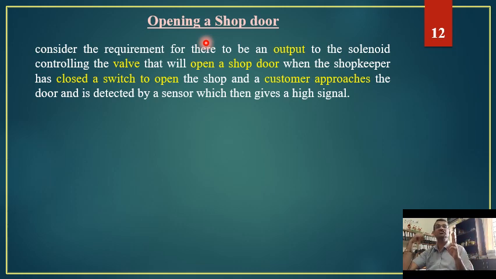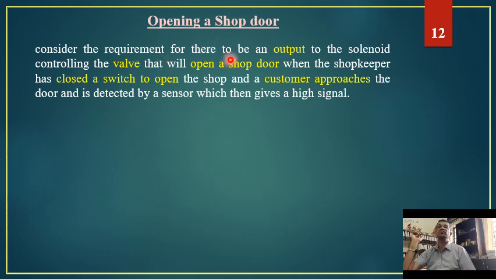But there are two conditions. The first condition is that the shop must be open. If the shop is closed and a customer comes, the door must not open because the shop is closed. So the first condition is that the door must open whenever the shop is open. The second condition is that whenever a customer comes closer to the door, the door must get opened. So the shop must be open, and when the shop is open, the door must get opened whenever a customer arrives.